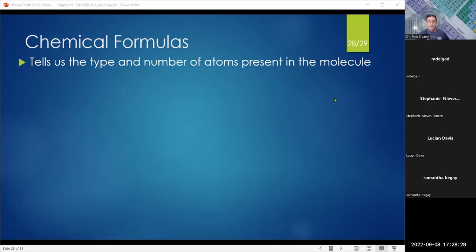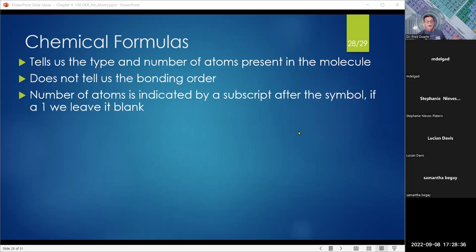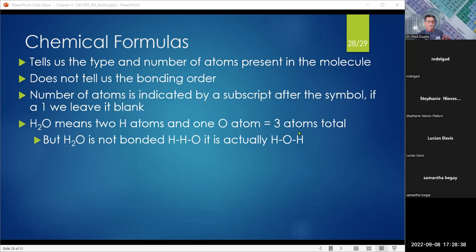Anyway, chemical formulas tell us about the types and the number of atoms present in the molecule. They don't really tell us anything about the order itself. We're going to learn more about the order and how things are bonded and put together. But for example, H2O just tells you, at this point, there are 2 hydrogen atoms and 1 oxygen atom, to give us a total of 3 atoms. And we're going to learn about bonding later on.